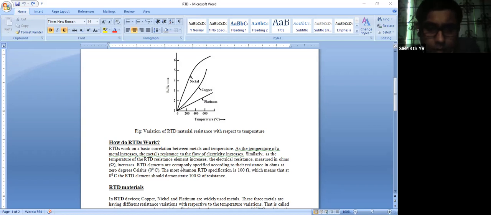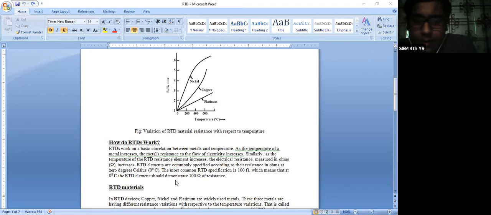RTD elements are commonly specified according to their resistance in ohms at 0 degree Celsius. The most common RTD specification is 100 ohm. It means the resistance of the RTD material is 100 ohm, which means that at 0 degree Celsius the RTD element should demonstrate 100 ohm resistance. This is the basic property, very important for the MCQ and also for your knowledge.